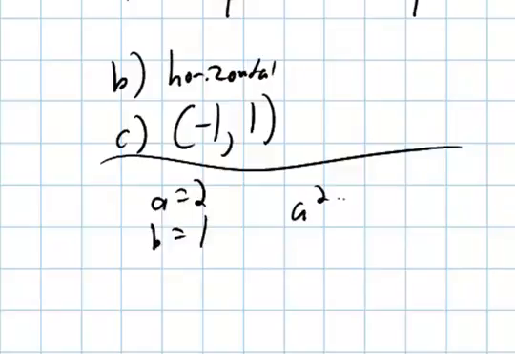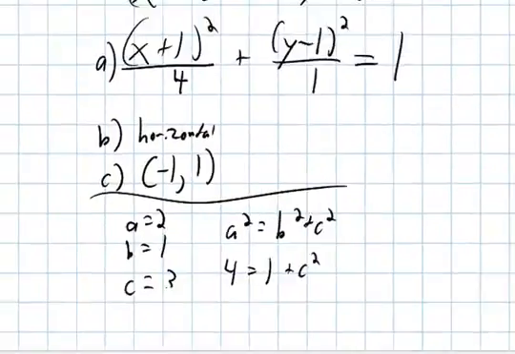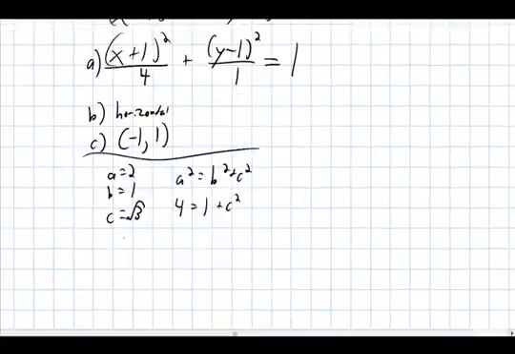Take our break. A is equal to 2, B is equal to 1. A squared is equal to B squared plus C squared. Since A squared is 4 and B squared is 1, we know C would be equal to the square root of 3, which is about 1.7.